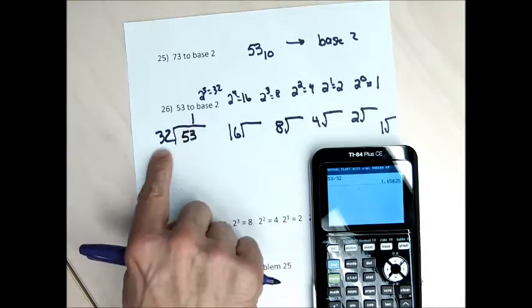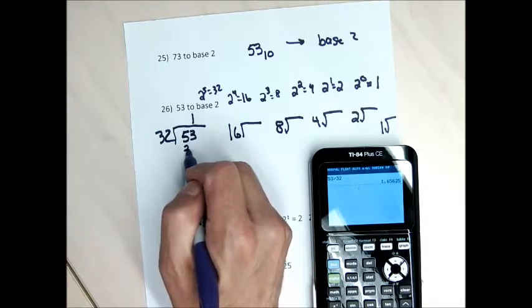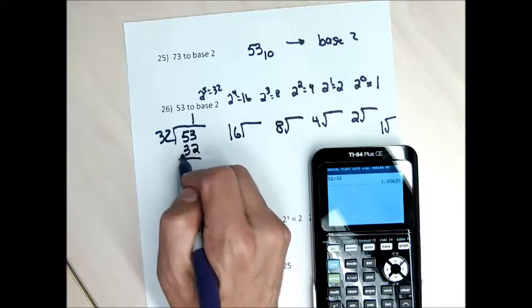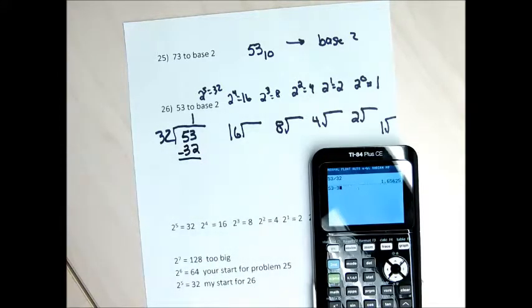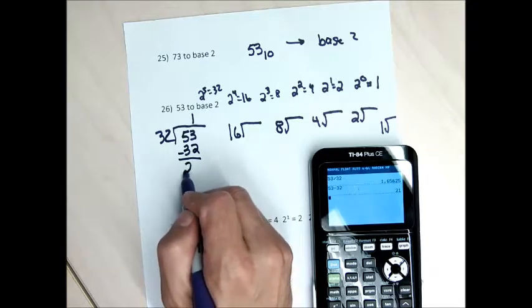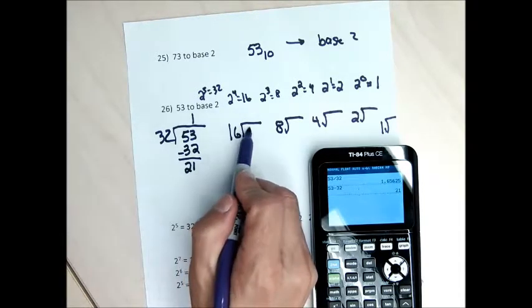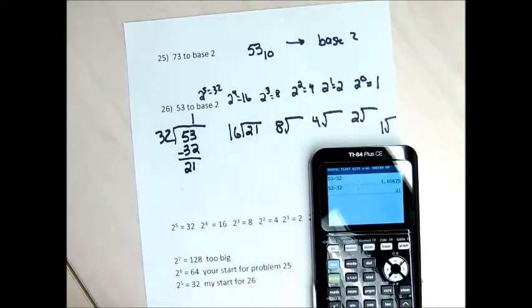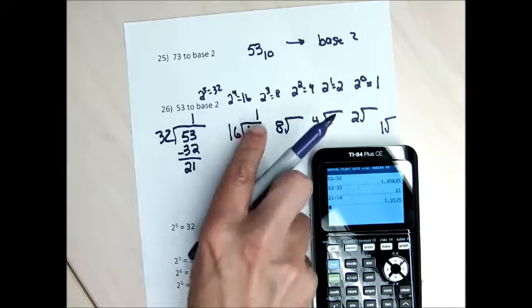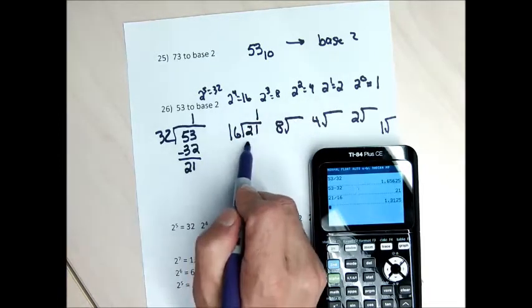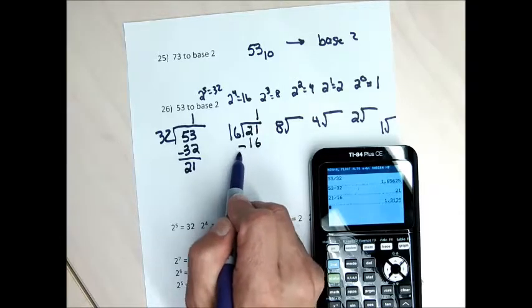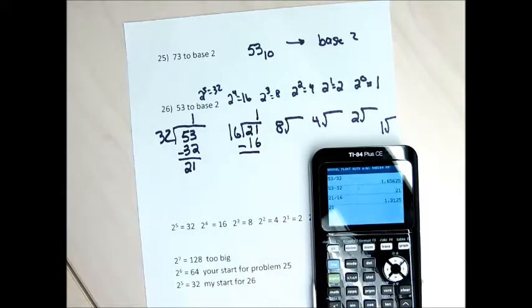Then I'm going to go 1 times 32. I could do that in my head. And then I'm going to subtract 53 minus 32 and get 21. 21, since it's bigger than 16, I'll put it under this division bar and do my next division. 21 divided by 16 is 1 point something. I'll put a 1 on top. Then I'm going to go 1 times 16 is 16. Subtract that 16 and go 21 minus 16 and get 5.